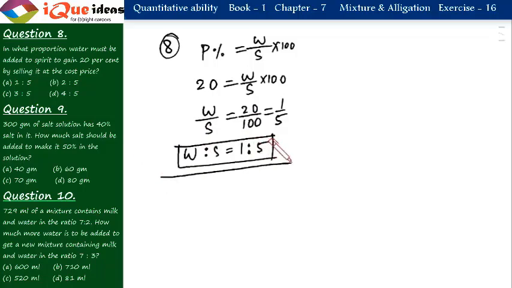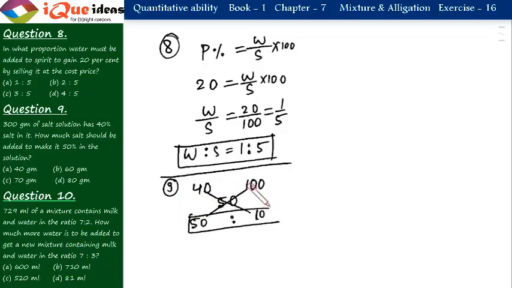Then let's take up question number 9. It says 300 gram of salt solution has 40% salt in it. So the first solution is a 40% solution, and the second one that we are adding is pure salt, so it must be 100% salt. The final mixture that we get is 50% salt. Now we can apply the alligation method. Difference of 40 and 50 is 10. Difference of 100 and 50 is 50. So the required ratio becomes 50 is to 10, that is 5 is to 1.